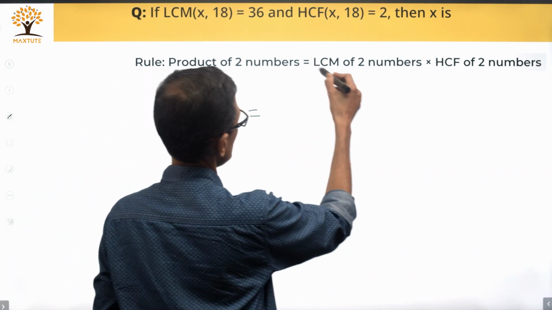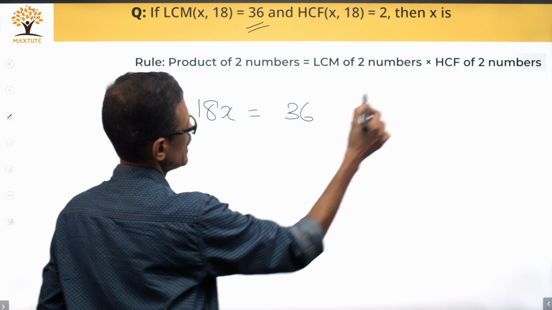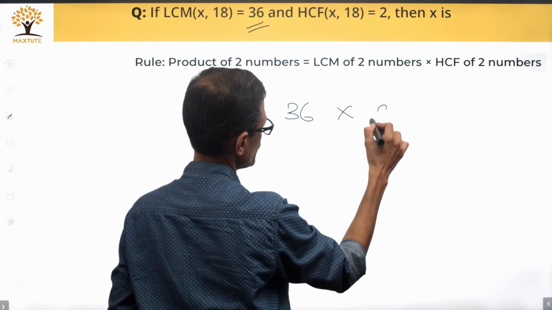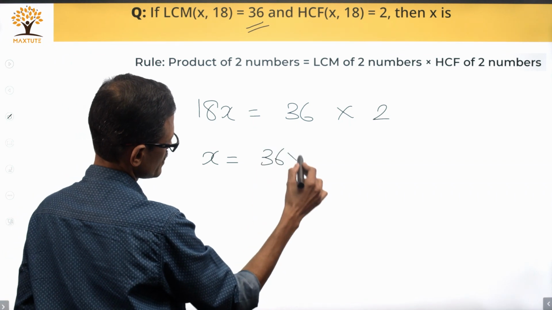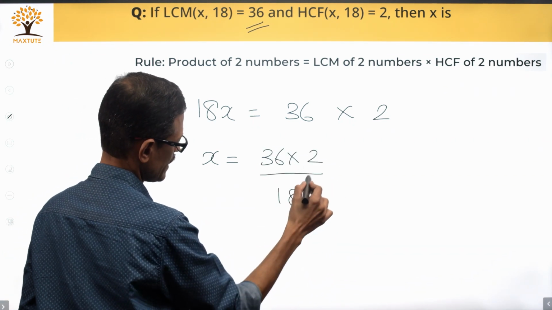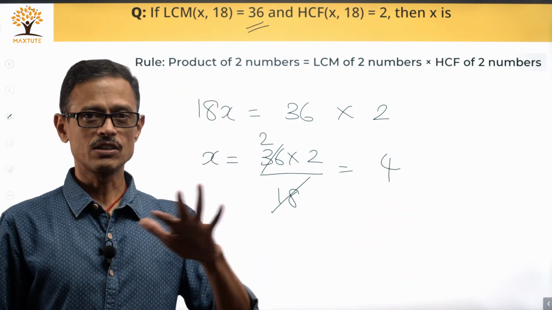This is equal to the product of the LCM of the two numbers. LCM of the two numbers is 36 and the HCF of the two numbers is equal to 2. So divide both sides of the equation by 18. So x is equal to 36 times 2 divided by 18. Cancels out as a 2. 2 times 2 is equal to 4. So value of x is equal to 4.